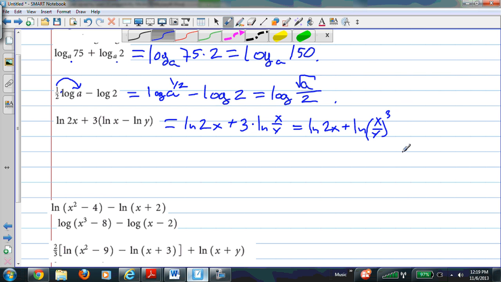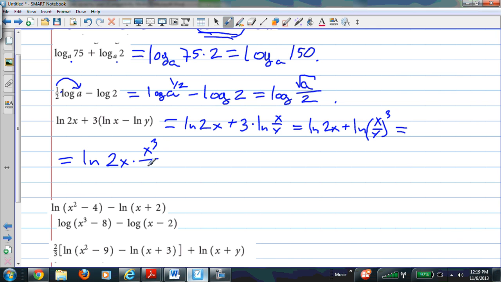Okay? Well, now it's a sum. Using the product rule, the sum becomes a product, so that's 2x times x cubed over y cubed. So again, if it's a product, the 2x entirely can go in a numerator. So this becomes natural log of (2x)^4 over y cubed. Okay? So now we got a single log out of all that.